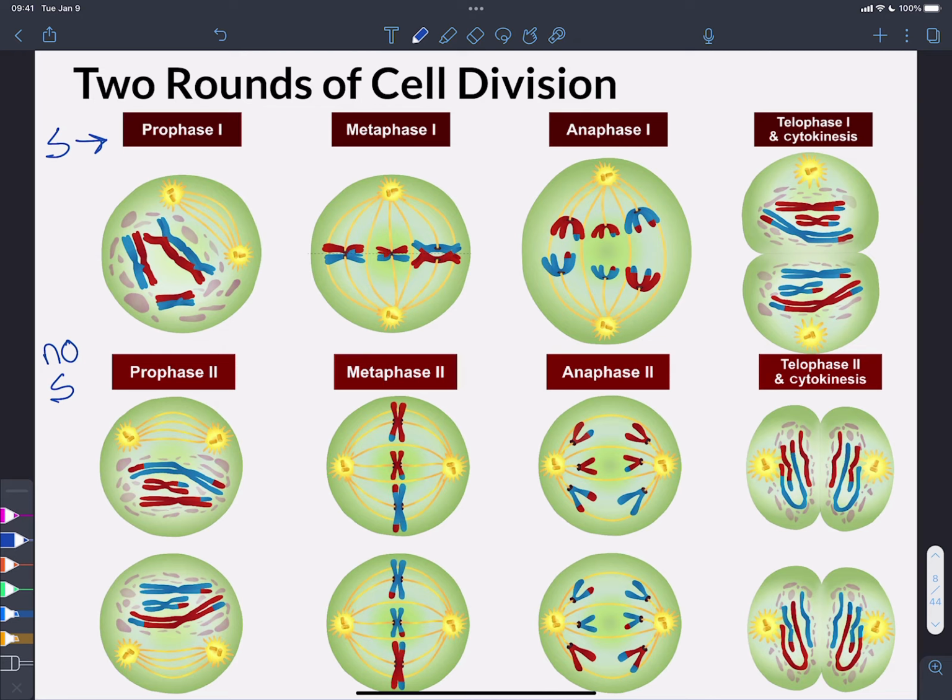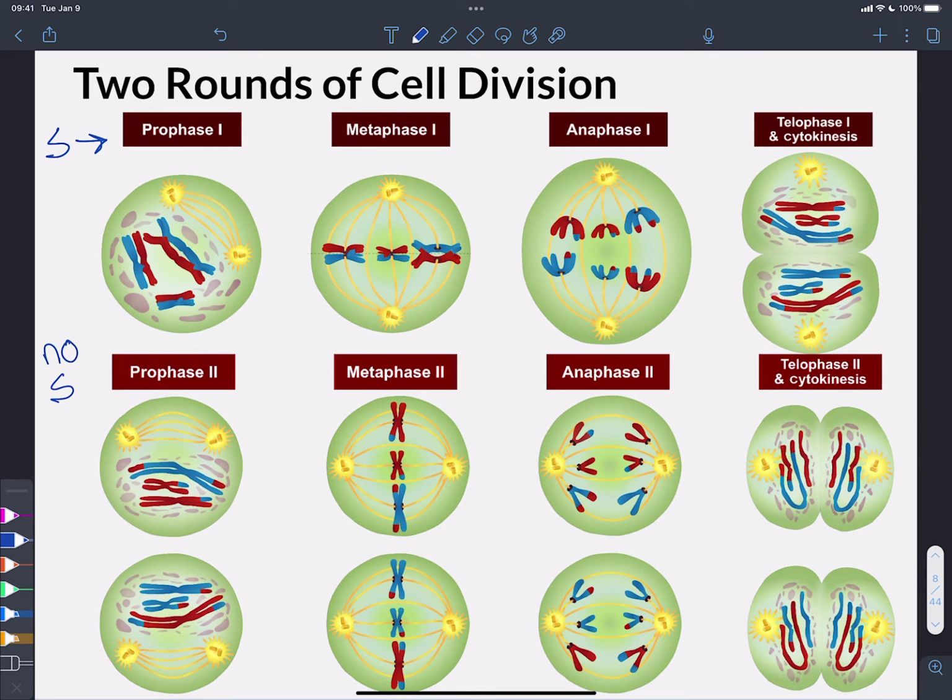You do not copy the DNA. This is key because if you copied the DNA, then you would just go back to that 4N number and wind up producing diploid cells at the end. In meiosis, the goal is to produce haploid cells, and so there will be no replication of DNA in between meiosis 1 and meiosis 2.